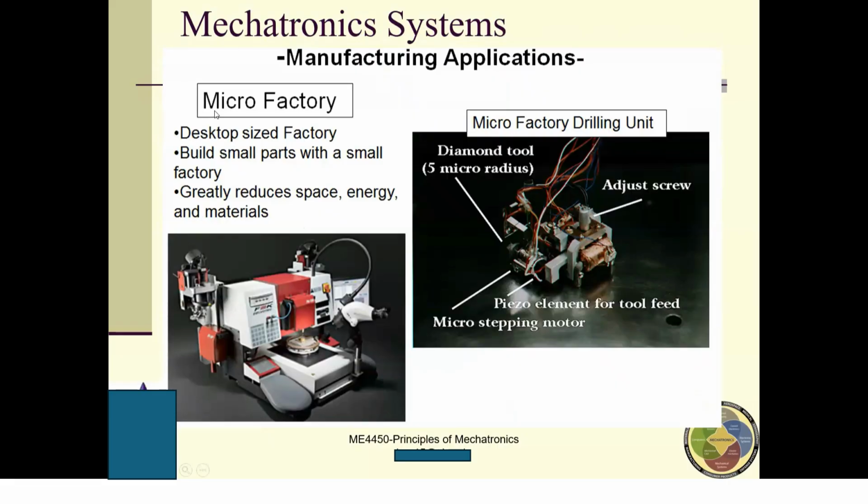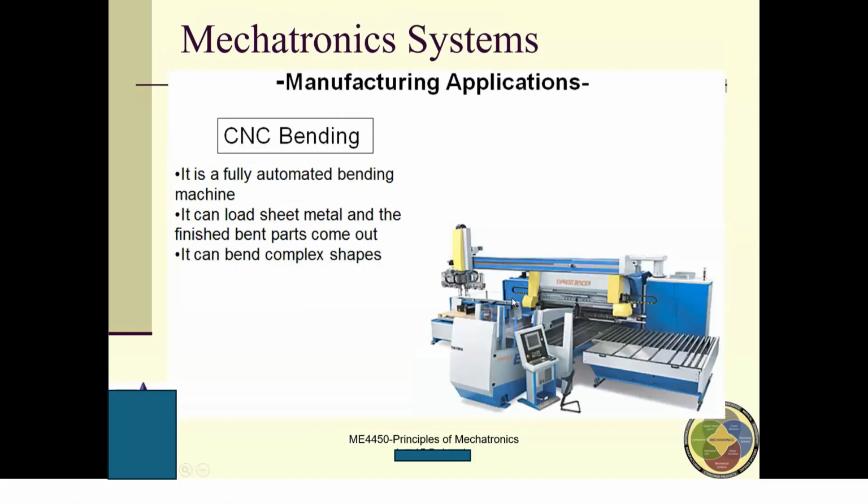This is a micro factory, a desktop-size factory. This one is a sewing machine. Building small parts with a small factory greatly reduces space, energy, and materials. Very small. You can see here is a drilling unit, and how to drill it. So here is a manufacturing application.